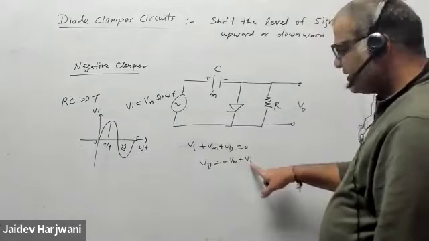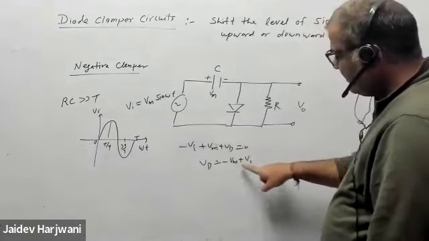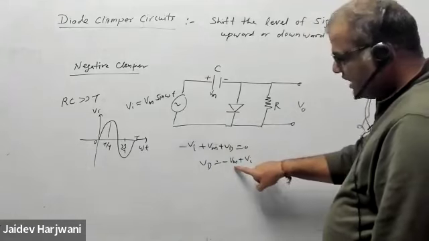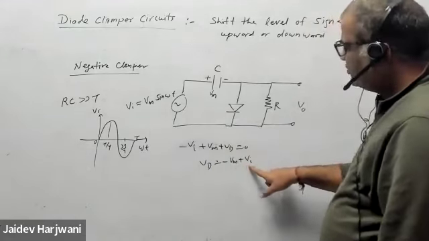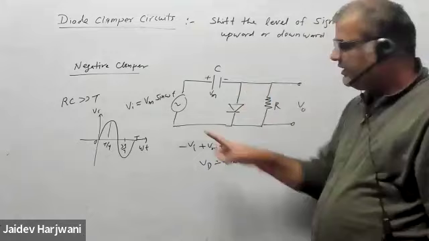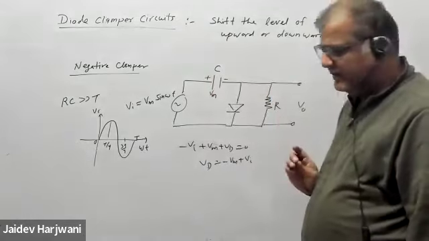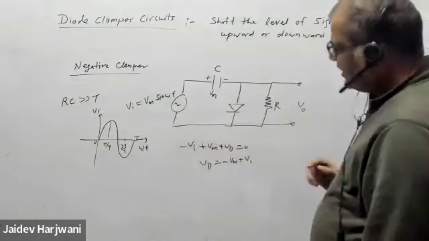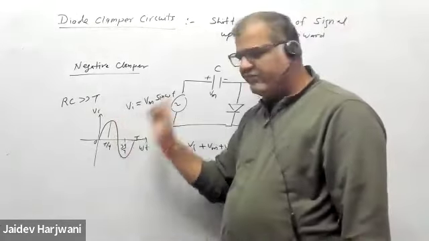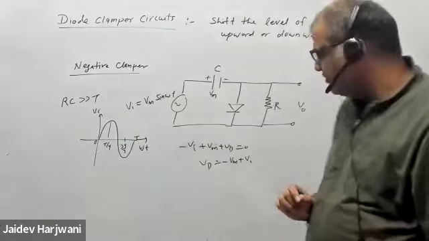Now Vm is always greater than Vi, or at most it can be equal. So that means Vd will become negative whenever the capacitor is charged completely. So current passes in the circuit only for T by 4 time.